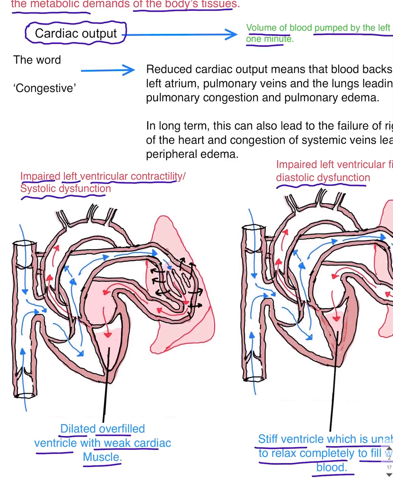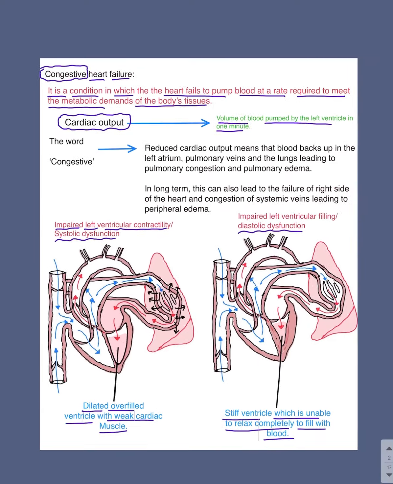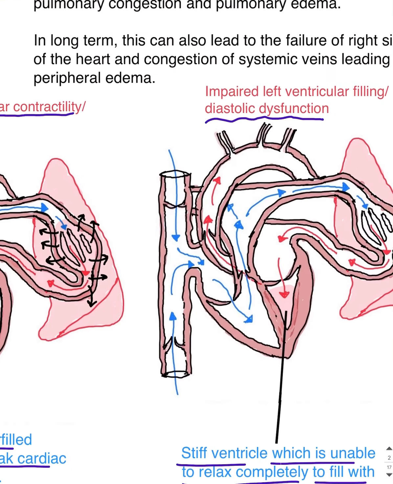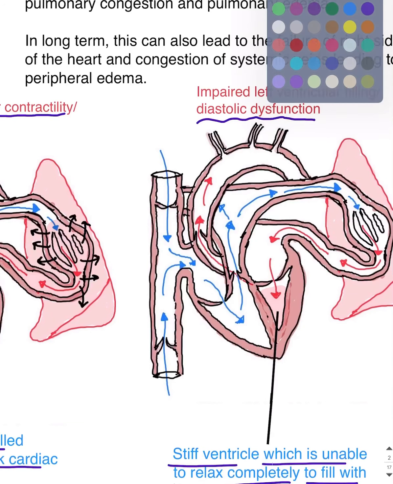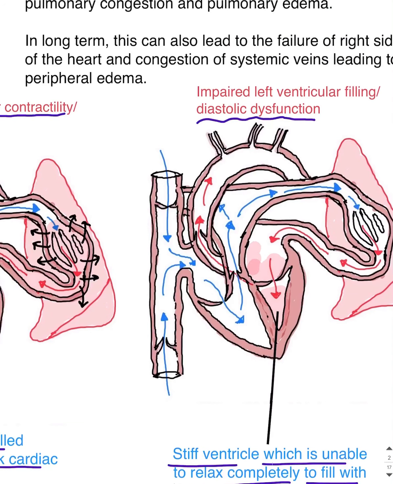So, one of the signs of congestive heart failure is pulmonary edema, and this pulmonary edema will occur in cases of both systolic and diastolic dysfunction because the blood backs up in both cases. So blood will back up in the left atrium, and then the blood will back up in the pulmonary vein, and then into the pulmonary capillaries, causing pulmonary congestion, and the fluid will leak out of the pulmonary capillaries into the alveoli of the lungs, causing pulmonary edema.